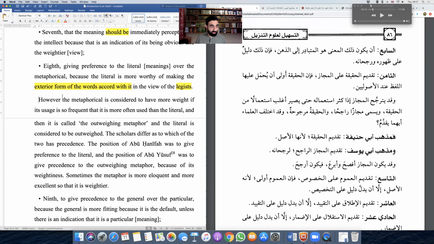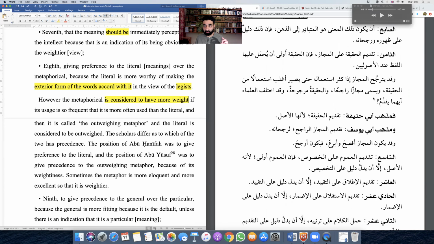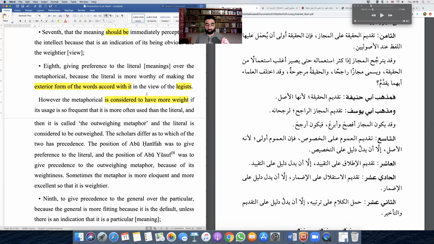He's talking about a scenario, and then he's talking about what the different position of the schools is concerning them, right? So it could be that the majaz is given tarjih. Let's have a look. I'll read through the whole discussion before I comment further on that.